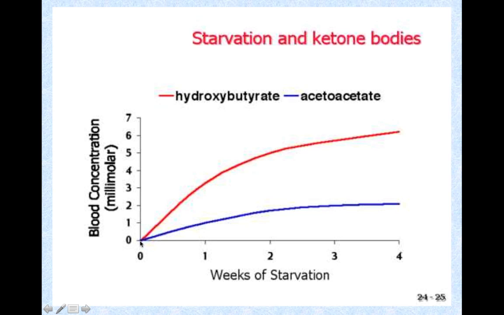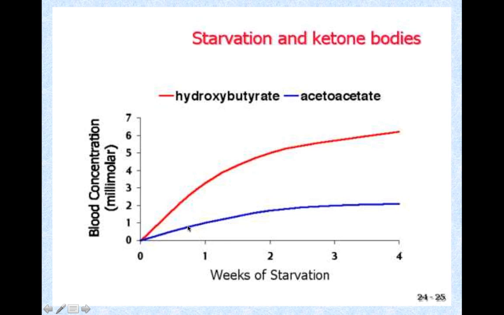Now overnight when you're fasting, these will go up a little bit, then you'll have breakfast, they'll go right back down. But if you continue to skip meals, over a period of time, you can see after a few days, they accumulate significantly, especially beta-hydroxybutyrate. Beta-hydroxybutyrate tends to be the most common form in the blood. Okay, and again, remember, these interconvert.